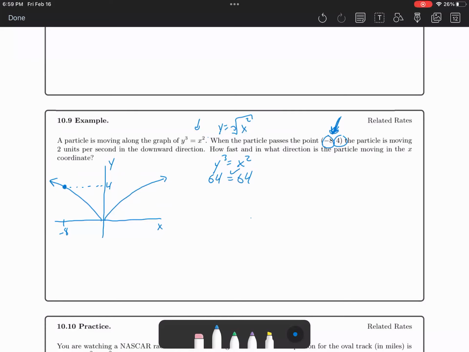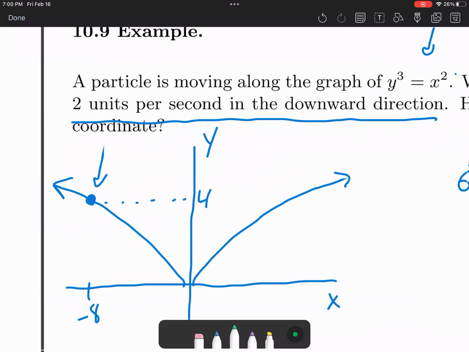All right, so as the particle is right there, we know that it's moving 2 units per second in the downward direction. So that means we have to be traveling in this direction. Right? We couldn't be traveling in that direction because then we would be increasing. So we know as we travel along this curve, we're going in this direction. We're going to touch the origin, have a sharp turnaround, and go in this direction.